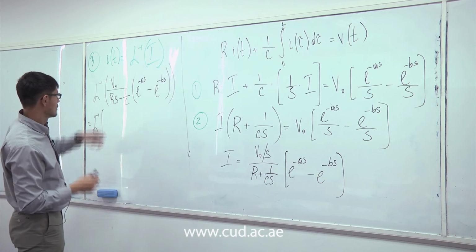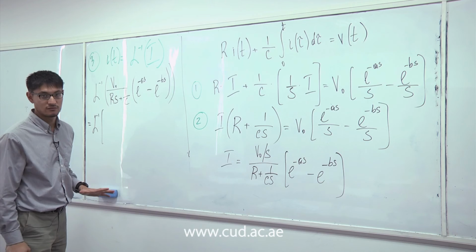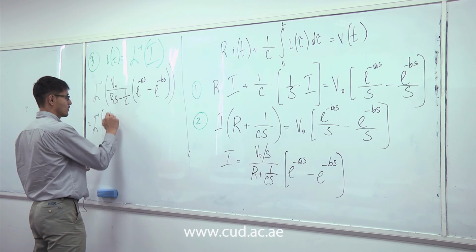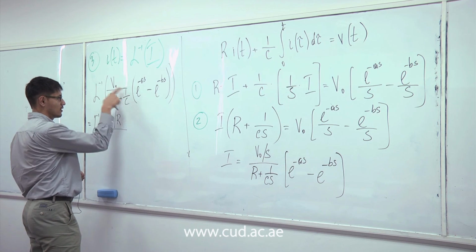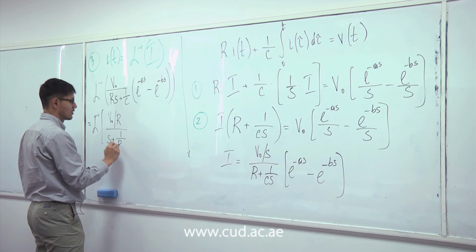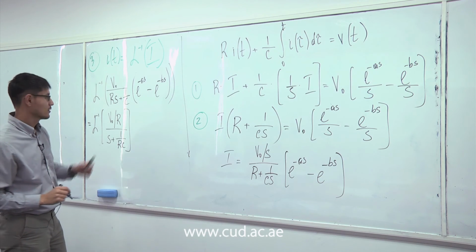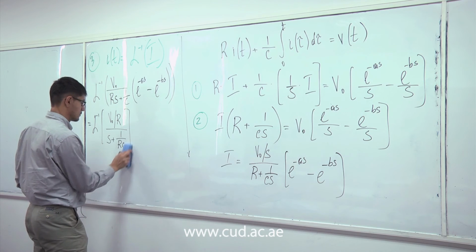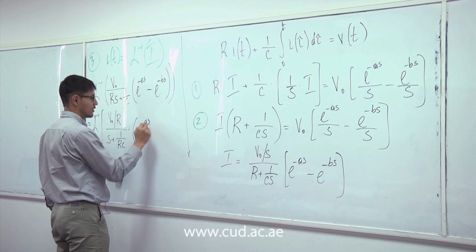Let's divide the top and the bottom of this fraction by r. Okay, so divide the top by r. We'll get v naught divided by r. Divide the bottom by r. We'll get s plus 1 over rc. Okay, dividing everything by r. Times our exponentials.